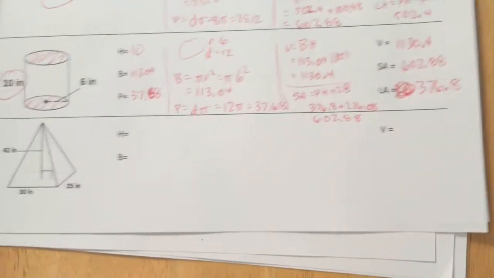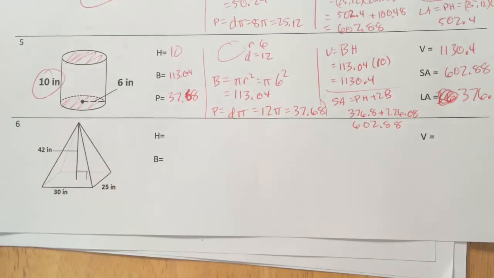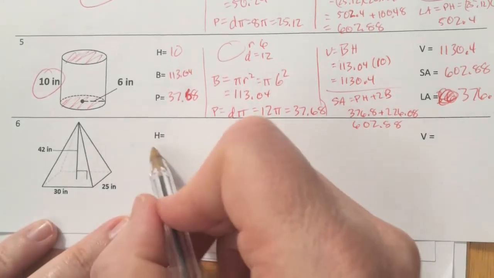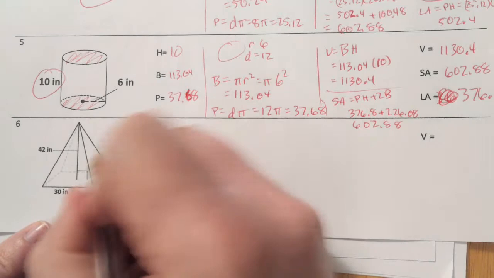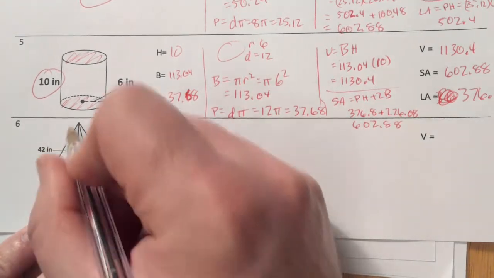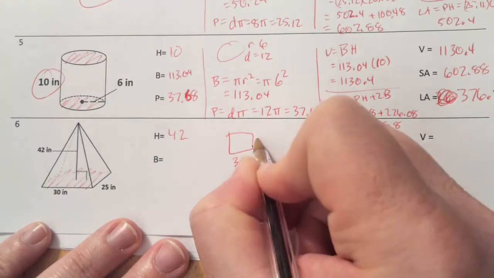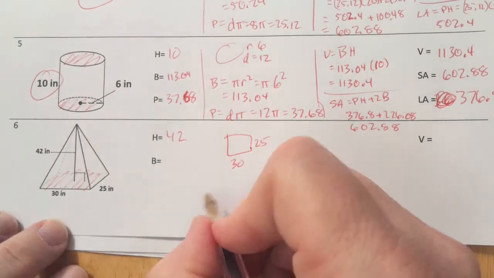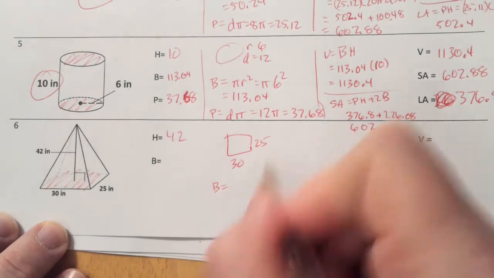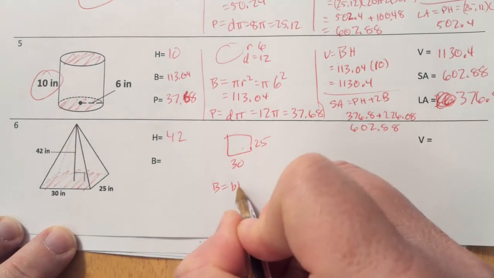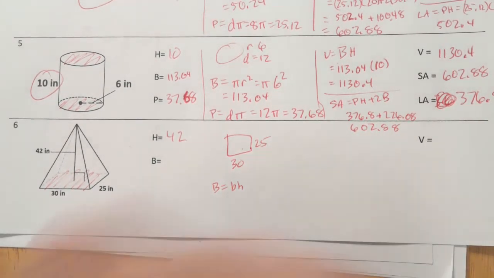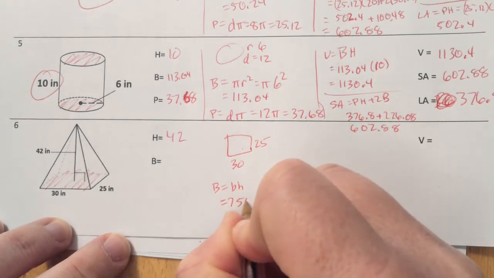All right. Now for pyramids, you can find lateral area and surface area, but right now all I want is the volume from you guys. So we want the height. If this is the base right here, the height would be 42, and your base, if we draw the base, is a 30 by 25. So the base area would just be, because it's a rectangle, base times height, right? So that's 30 times 25, and you get 750.